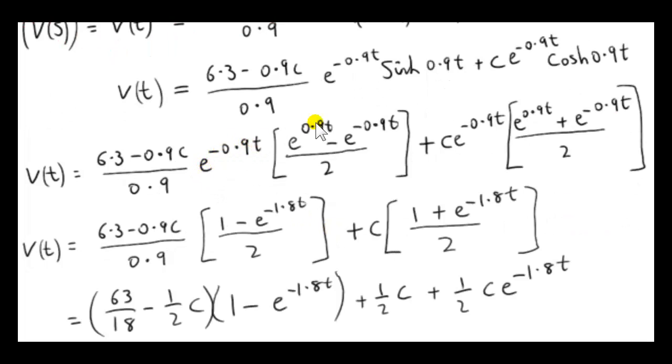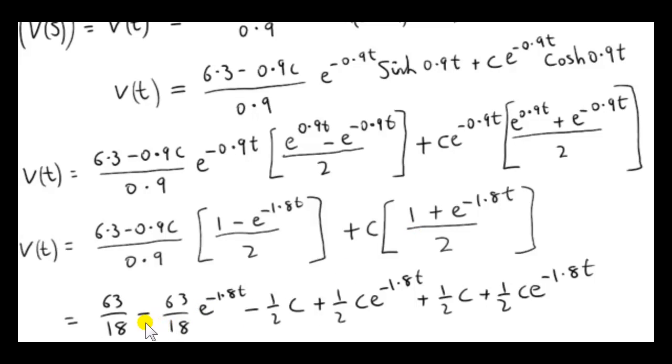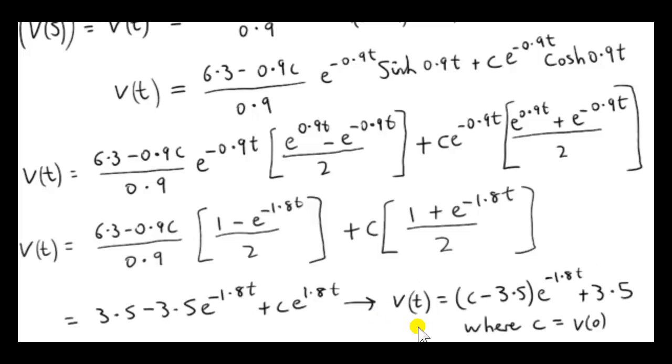Next, I've multiplied e to the minus 0.9 t into the numerator here to get 1 minus e to the minus 1.8 t, and I've done the same over here. e to the minus 0.9 t times the numerator of this fraction gives us 1 plus e to the minus 1.8 t. Next, this half is taken out. We have 63 over 9 here. That becomes 63 over 18, and then we have 0.9 over 9, or minus 1, c becomes minus a half c. Next we can multiply everything out and simplify. Simplifying further, we get our solution.